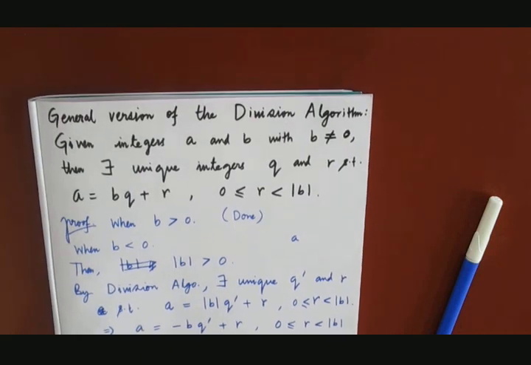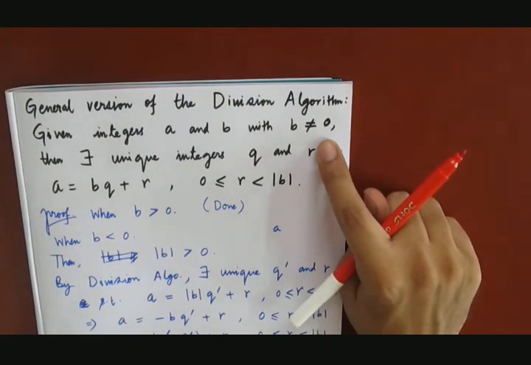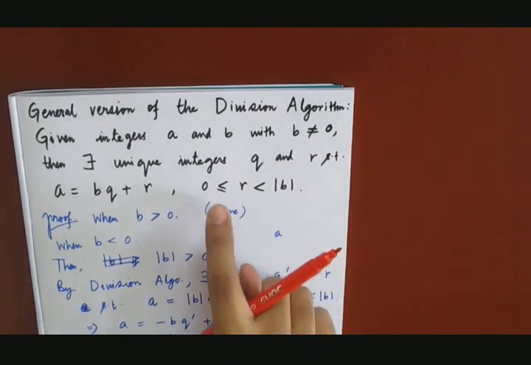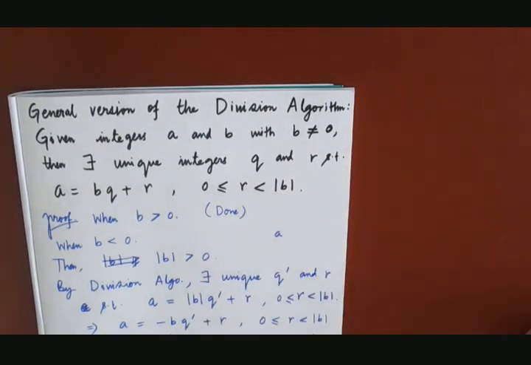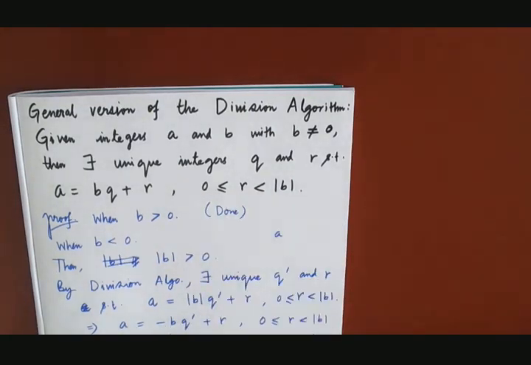Am I clear till here? Any confusion? Just go through it, very simple. So whether b is negative or positive, from here what we are getting is that the remainder cannot be negative. Remainder is always greater than or equal to 0 and less than the modulus of that number. That means whatever a and b you choose, the remainder cannot be negative. The remainder is always positive.